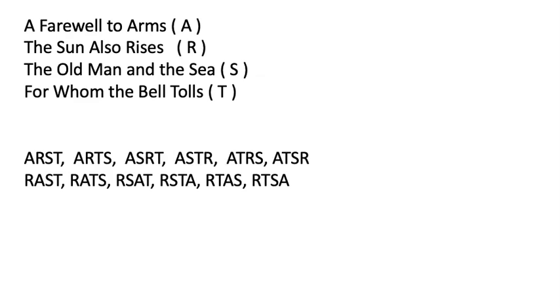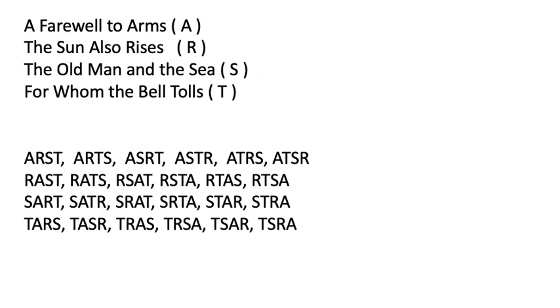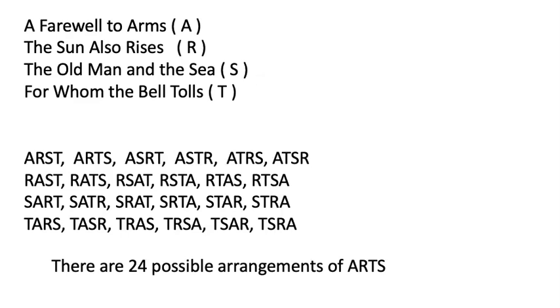Then we have The Old Man and the Sea in the first position. Similarly, SART, again alphabetical order, SATR, SRAT, SRTA, STAR, STRA. And finally, For Whom the Bell Tolls in the first position, and you can see all of those. Now that's challenging to think through all of those organizations, all of those arrangements of those 4 books. But what I've shown is that we have a total of 24 possible ways to arrange 4 books on a shelf. So ARTS is what we started with, but there's 24 different ways that we can do that.